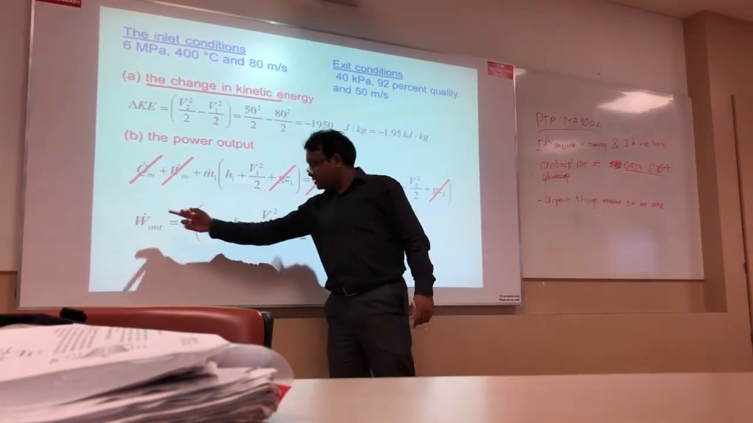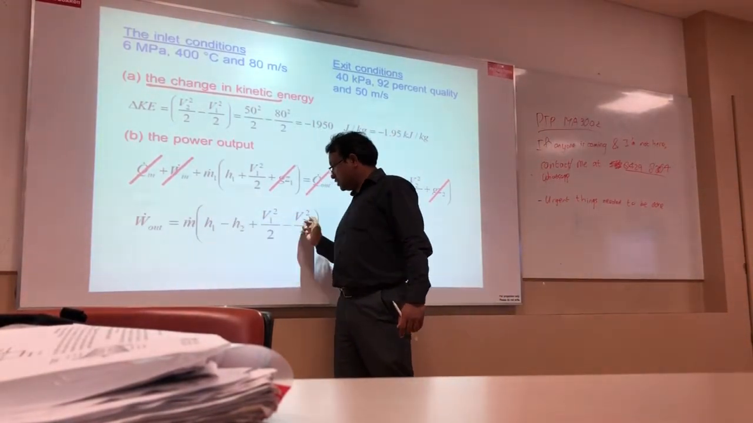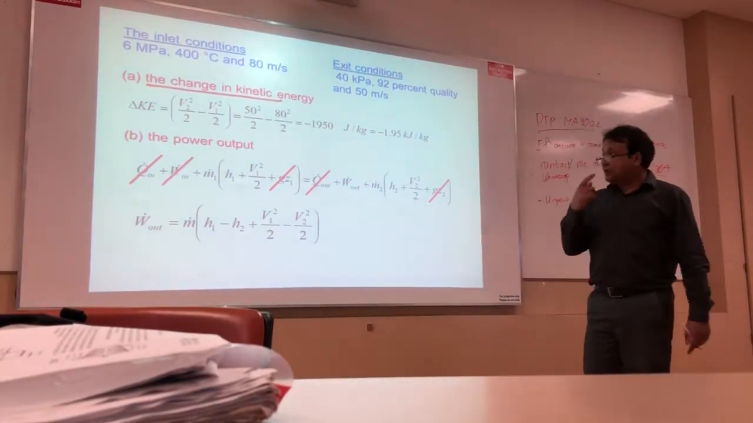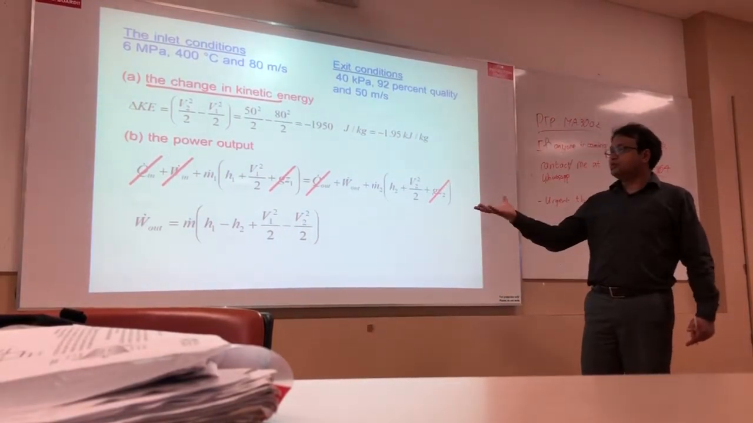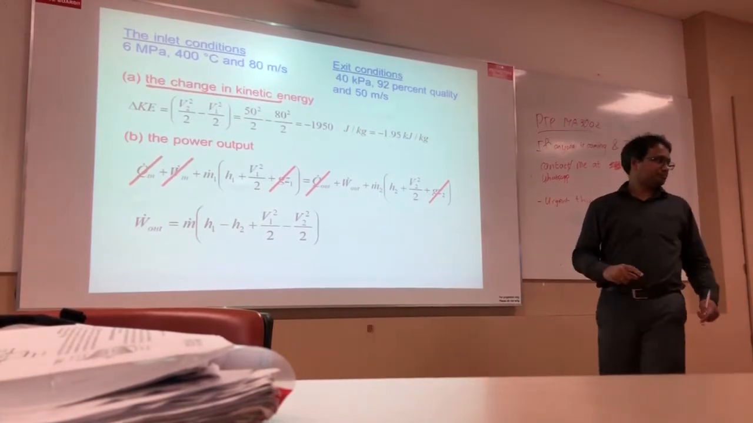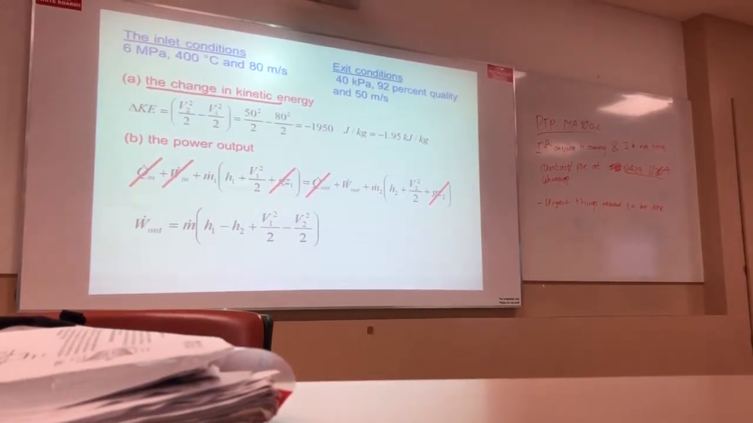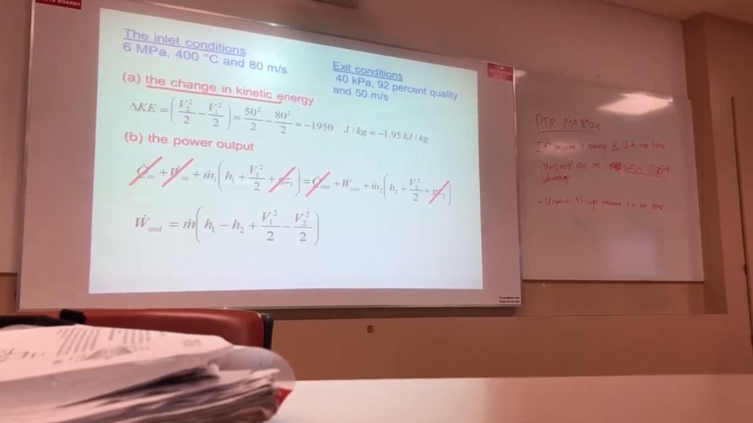So W output is the change in enthalpy and change in kinetic energy. Done. So now I am going to substitute the value and get the result. So can I go to the next slide? Yes. No problem, is it?